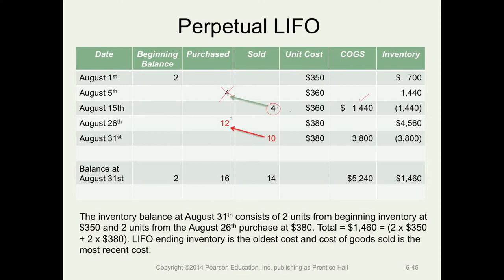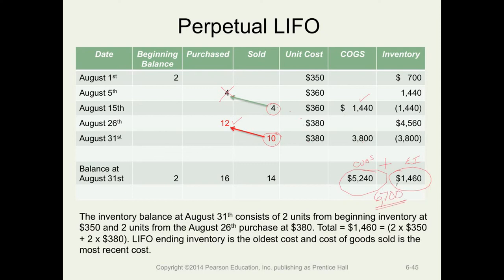Then on August 26th, you buy 12 at $380. And when you sell 10 units, again, last in, first out. The last ones in are at $380, and you sell 10 at $380. So the cost of goods sold is going to be $5,240, and the ending inventory is $1,460.